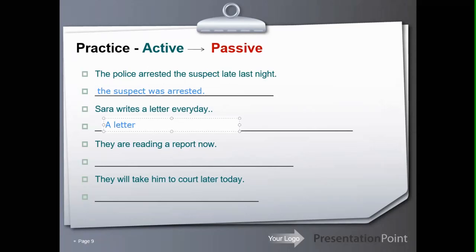then let's identify the tense, and it is in simple present form. So we're going to use be. That can be am, is, or are. And we're going to use is because we have only one letter. A letter is, and then the past participle form of write, which is written.